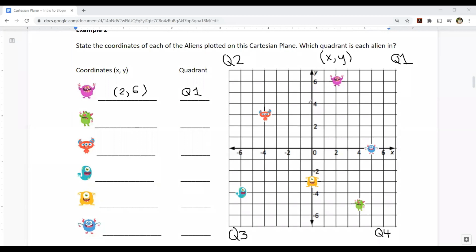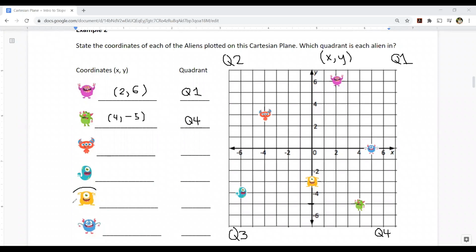The green alien is located right over here. Using the same approach, we look for x and find that this is going to be on +4. And in terms of y, it lines up to here, which would be -5. Therefore, the coordinate for this alien is 4, -5. Since the alien is in the bottom right, we could say that it's in quadrant 4. We'll do one more together.